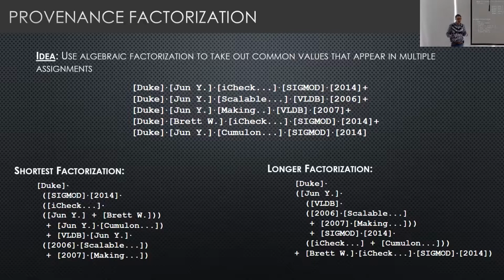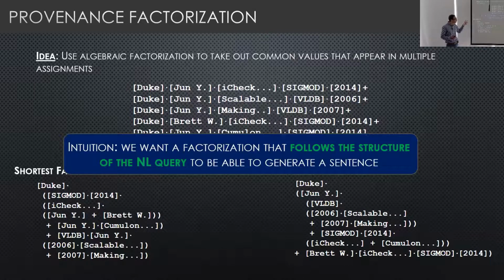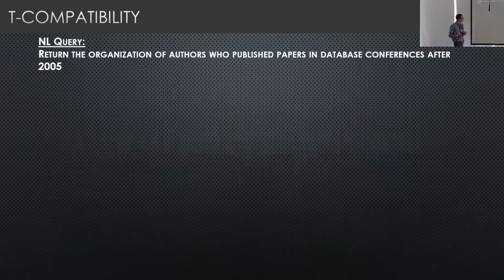of storing the provenance. But recall that we are interested in factorizations that will allow us to generate a natural language explanation from them. So intuitively, what we want is a factorization that follows the structure of the natural language query, so we can generate an explanation sentence based on the structure of the natural language query and the factorization. So let me demonstrate what I mean by that.